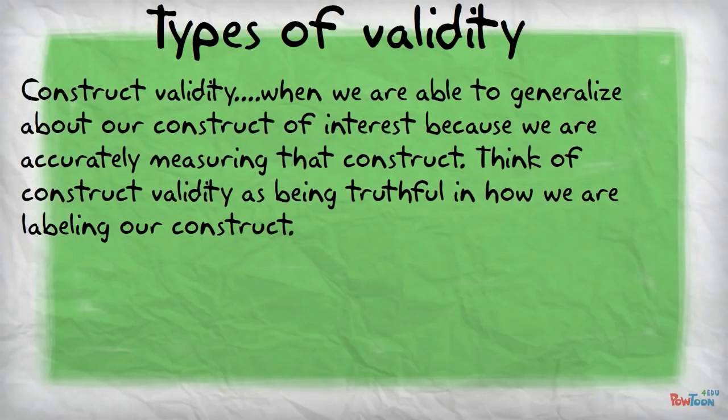The second is construct validity. This is when we are able to generalize about our construct of interest because we are actually accurately measuring that construct. Think of construct validity as being truthful in how we are labeling our construct. For example, let's say that we are measuring a construct called the love of coffee, like what we did in class. But all of our instrument items are about enjoying the smell of coffee. So are we really measuring the love of coffee? Can we really talk about the love of coffee since our instrument only has items about enjoying the smell of coffee? The answer is no.